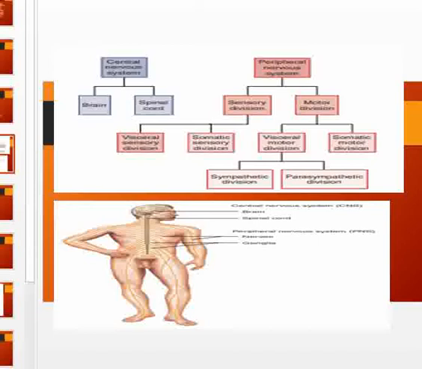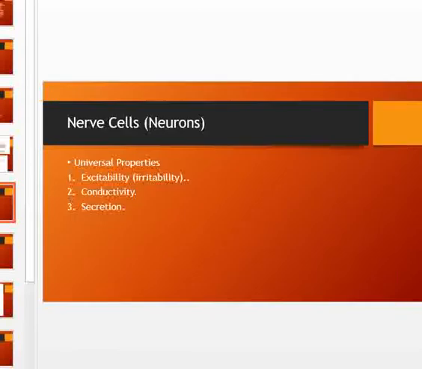And now, another important thing you're going to have is the nerve cells. From your handout, you can see the components of what you're going to have right now. In the nerve cells, we're going to see the universal properties: excitability, conductivity, and secretion. Those are the key things we are going to start with, and immediately after that, we are going to check what is next.